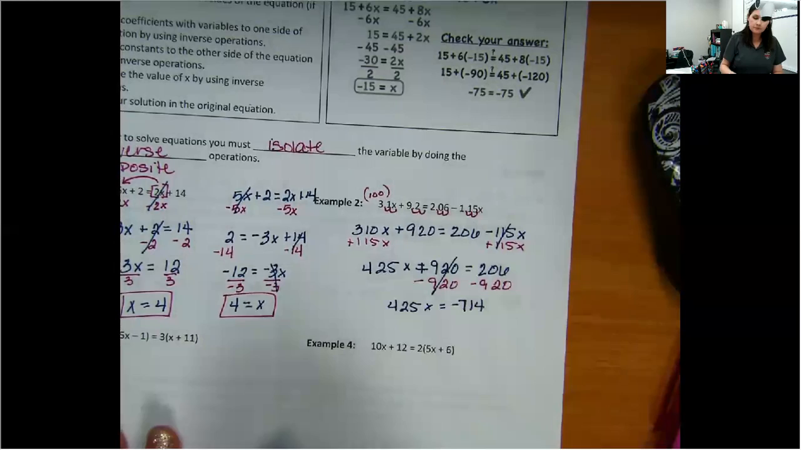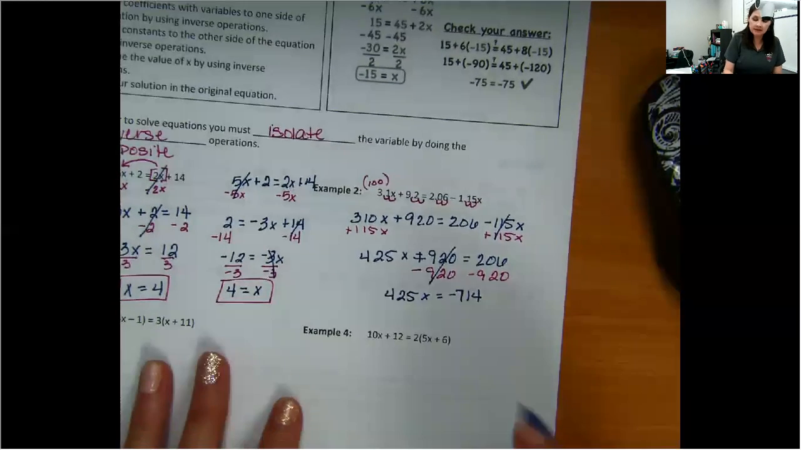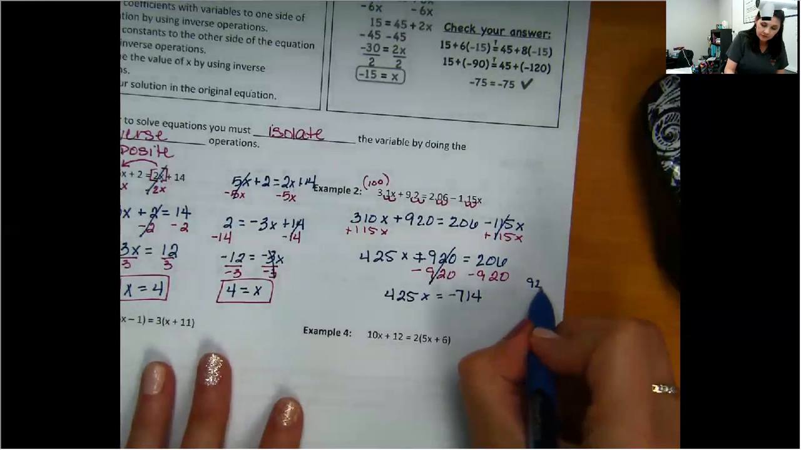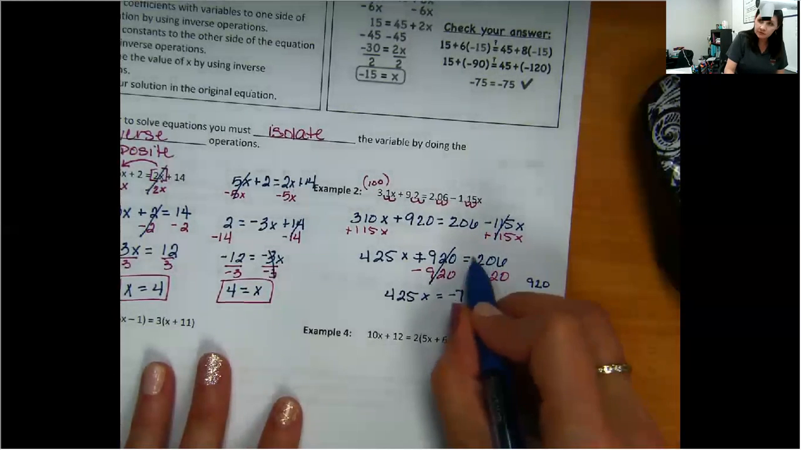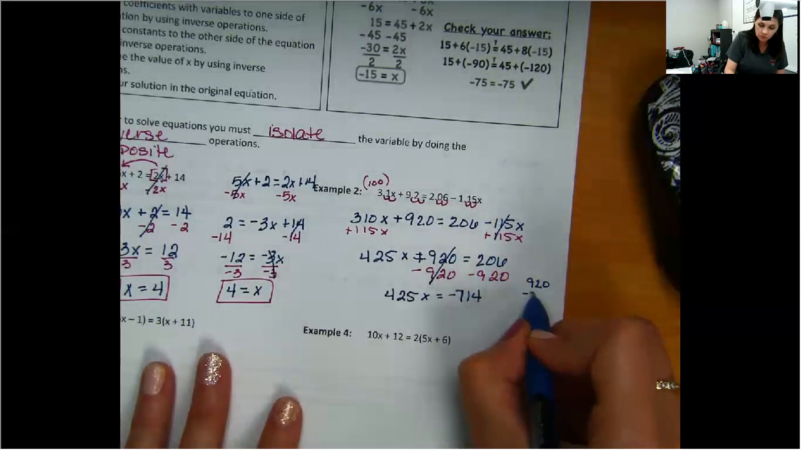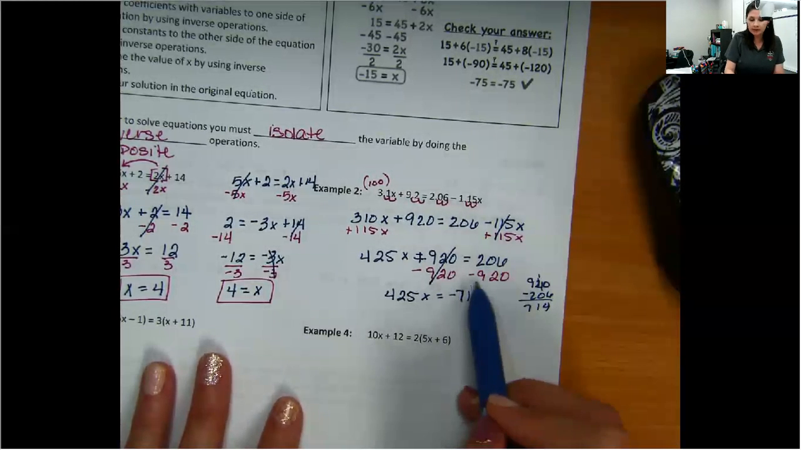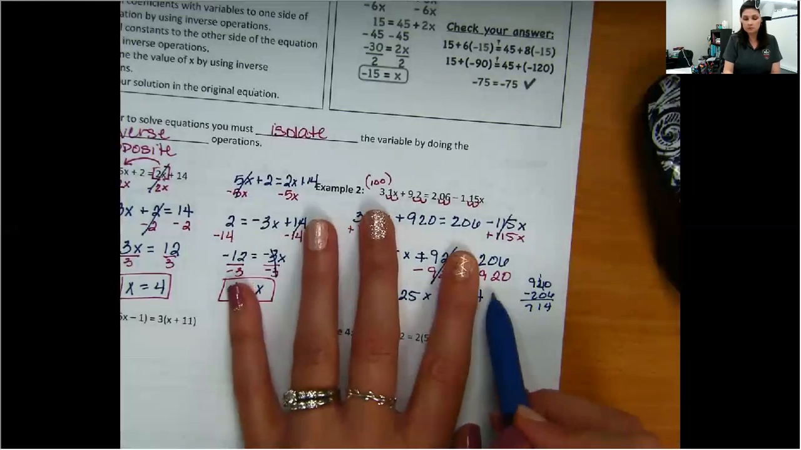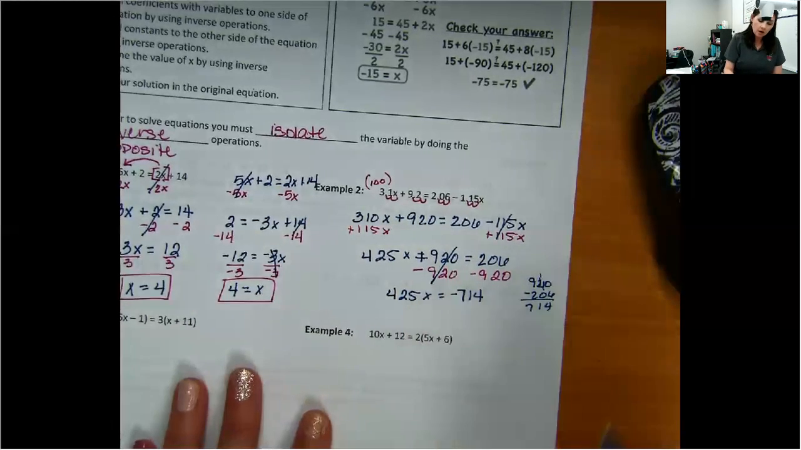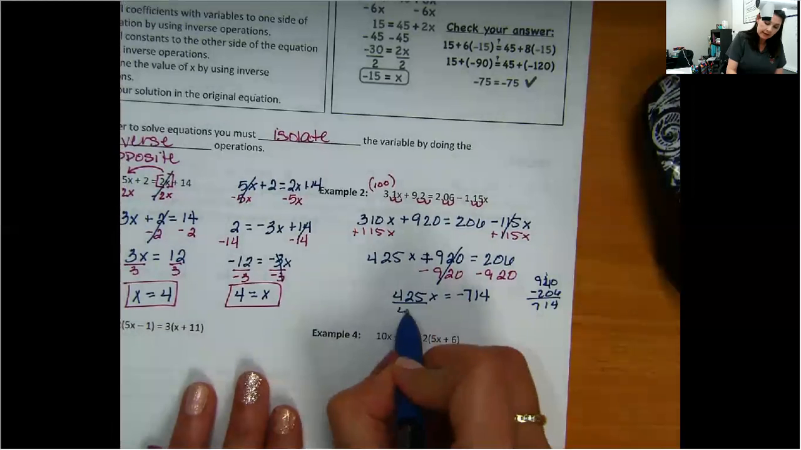714. I have done this so many times, but if you didn't know, because they're different signs, you take 920 minus 206 and you get 714, and then because the 920 without the sign is the largest number, it's negative. All right, Miss Weatherman, yes.